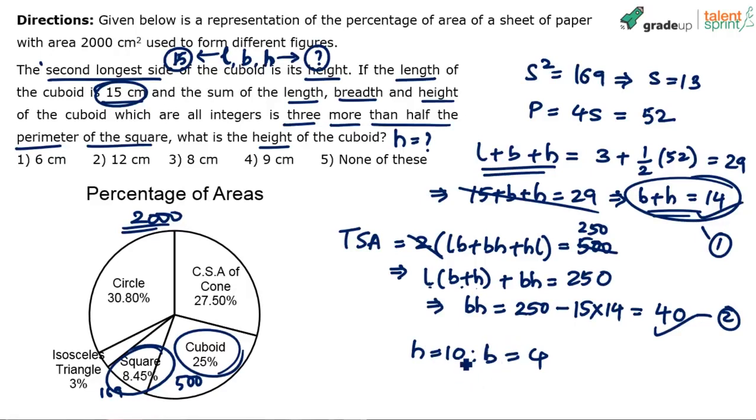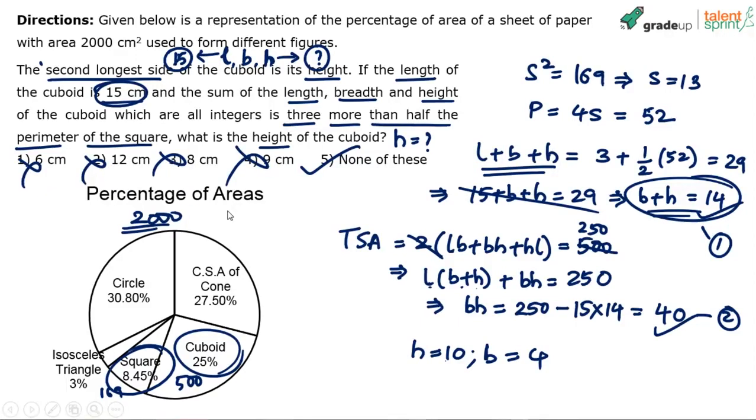You may ask me a question: how do you know that height is 10 and breadth is 4? Why can't it be height 4 and breadth 10? Because we know that height is second longest. Height should be more than breadth, making it very clear that height is 10. So 10 centimeters should be the answer, option 5. All these are wrong.